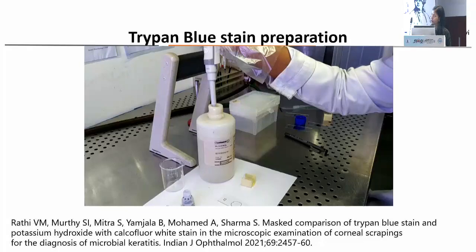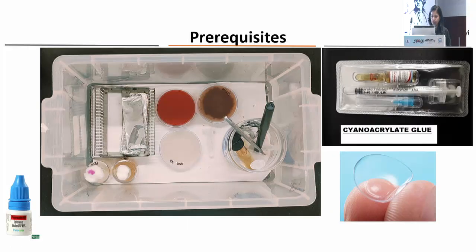So these are the videos. The video is not playing; I'll play it at the end. It shows the trypan blue staining and how it is prepared. 3 ml of 0.06% trypan blue can be mixed with 0.5 ml of glycerol, and this stain can be used for another 3 days.